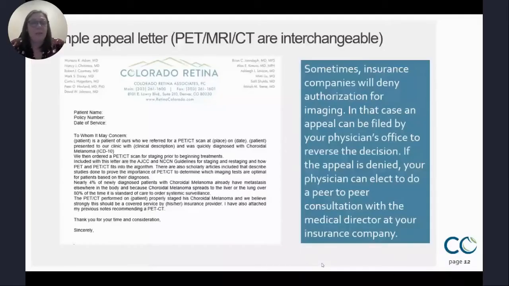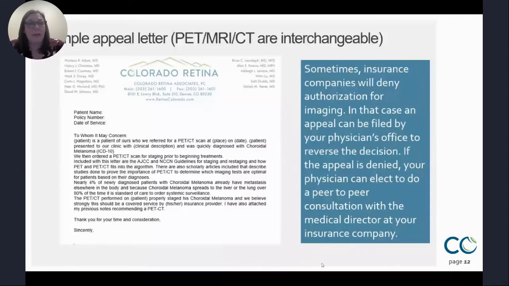Now, sometimes when your doctor requests imaging for you, the insurance says no. They just deny the imaging. In that case, your doctor's office can file an appeal. I just put a sample letter here of one of our appeal letters that we have sent out before to insurance companies to cover a PET CT that was done for initial staging.